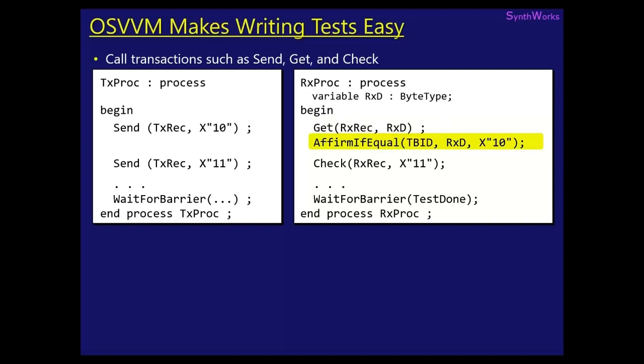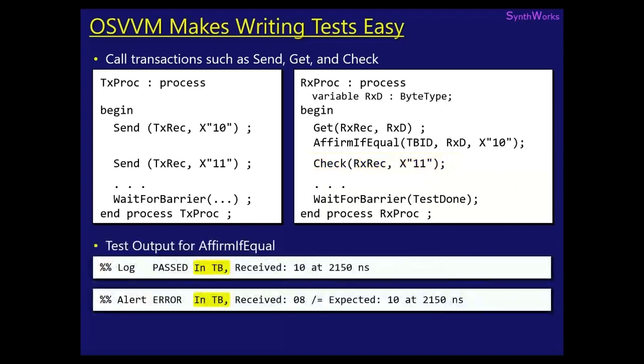So firm if equal is one of OSVVM's checkers. One of the cool things about the checkers is they're logging the errors against our alert log data structure so that end of test reports will report it. Okay, check basically replaces those 2 steps before there with 1 step. So that's a transaction that passes the expected information to the verification component and it does reporting for us.